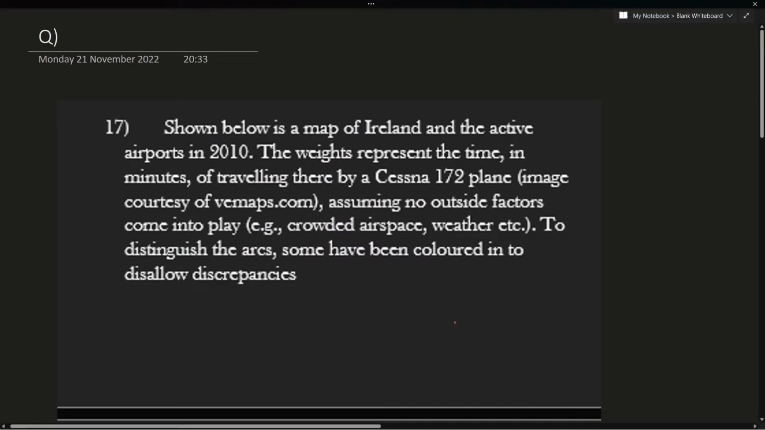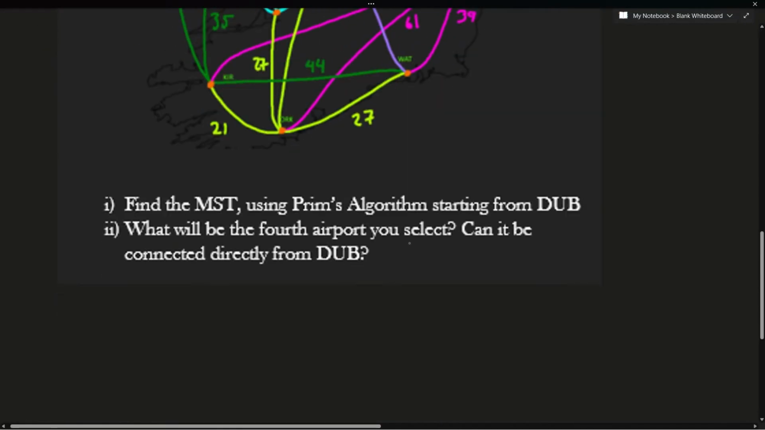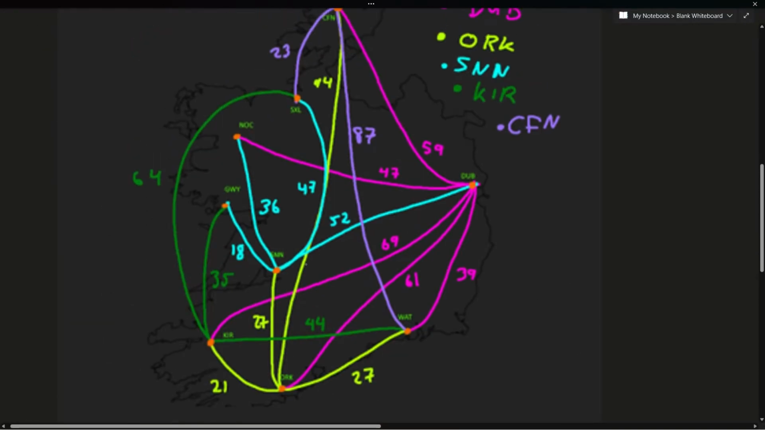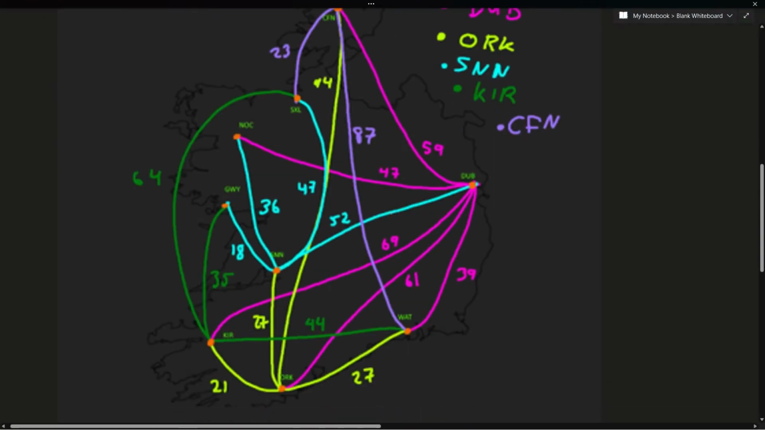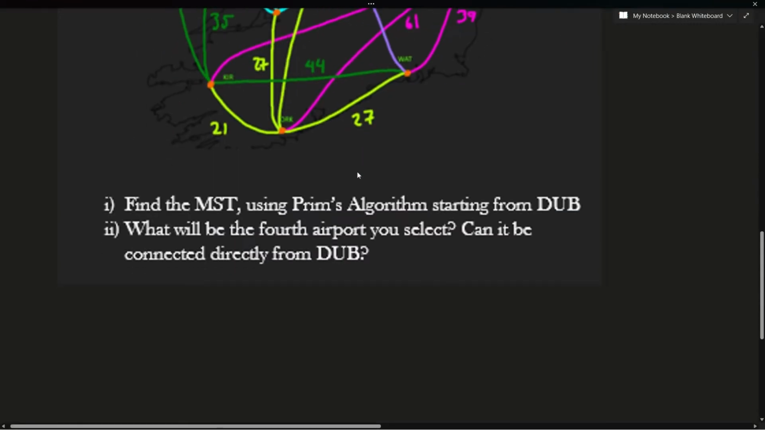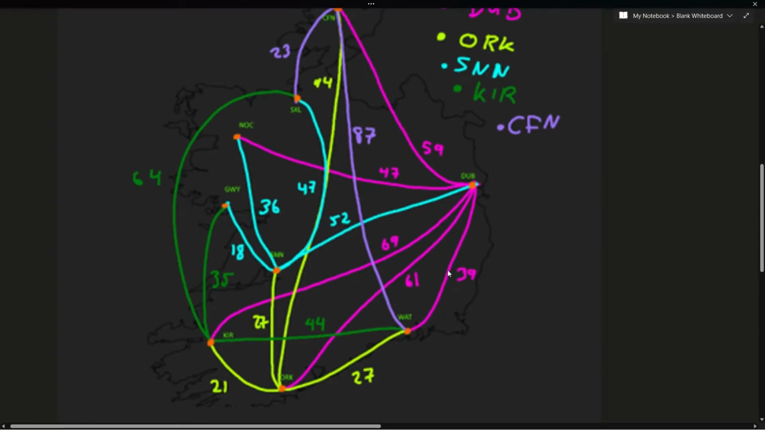So this is a question involving Prim's minimum spanning tree algorithm, and it concerns different airports in Ireland, my home country, and the times it takes to reach, on average, in a Cessna 172. So here's a map of Ireland with what I thought were decent connections. We have Dublin to pretty much everywhere, then a few scattered around between Cork, Kerry, Shannon, etc. We're told to find the minimum spanning tree using Prim's algorithm starting from Dublin.